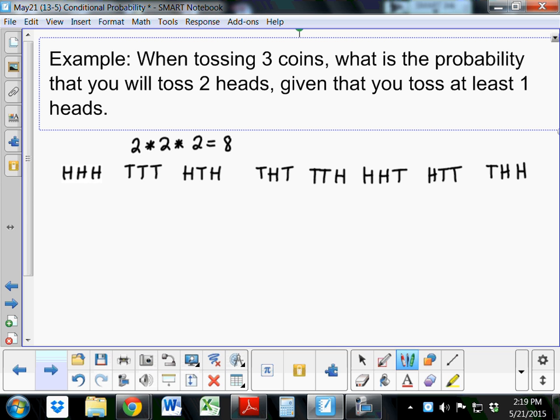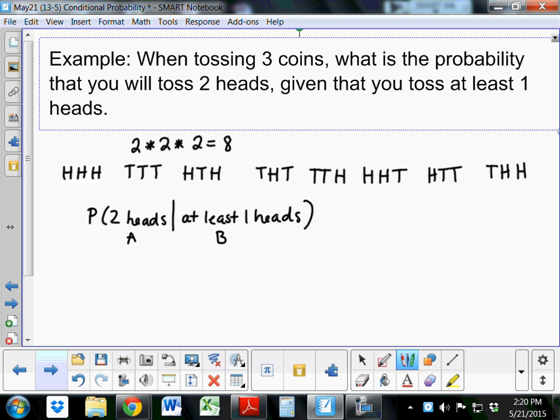Is that all of them? So now you're going to remove TTT because it doesn't have an H in it. So the first question is, I want the probability that I'm getting 2 heads. If we were to write this out in that notation, given that I had at least 1 heads. This is our problem. So these are our A and our B.